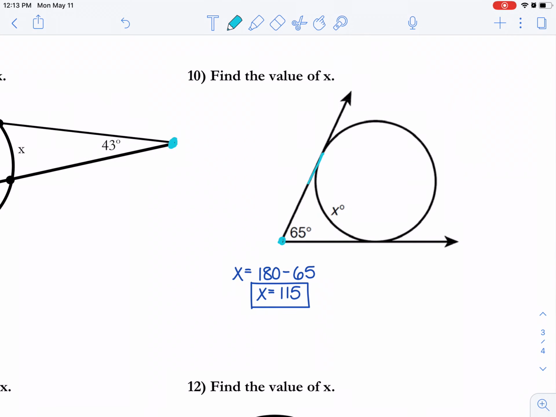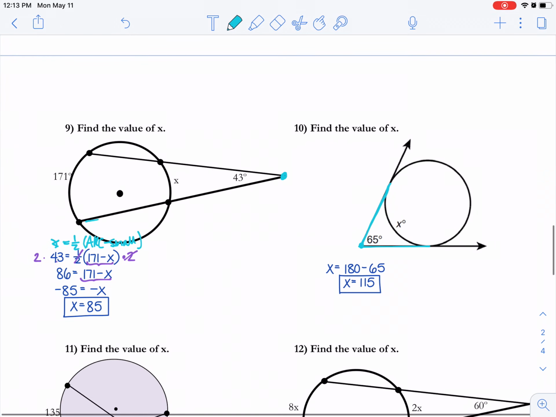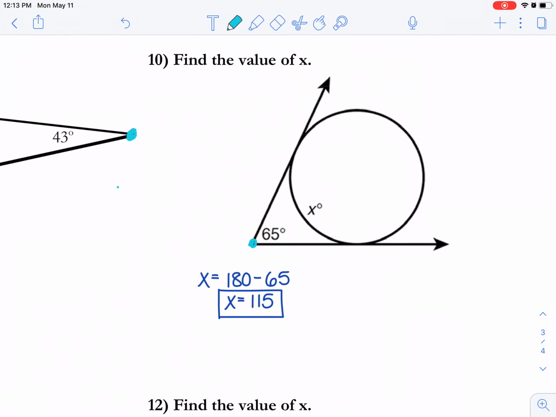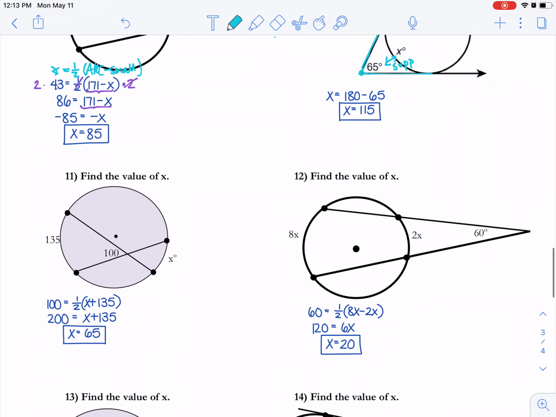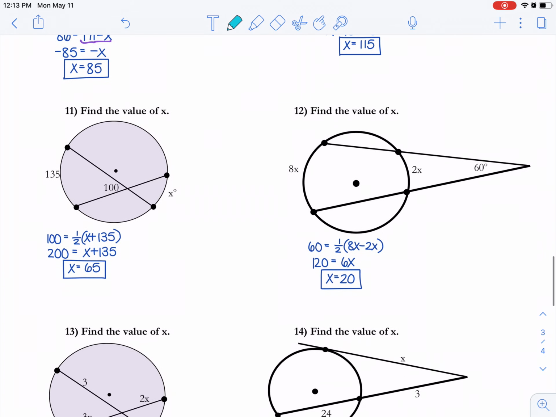When that's the case, when you have 2 tangent segments, instead of, you guys see over here, these were 2 secants. So we can't use that special case scenario here with number 9, but we can here with number 10 because these are tangents. And the relationship is that the angle and this little arc are supplementary. So they should add to 180. So you can find the measure of that arc that way.